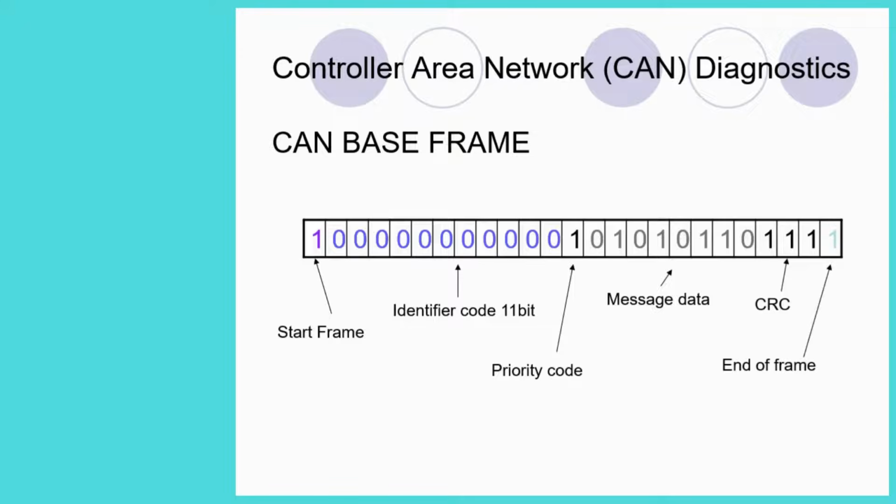First is a start frame, then an 11-bit identifier code, next a priority code, which allows important messages to go through first, next the actual message data, a cyclic redundancy check, which is a data integrity check. The message will be rejected if it fails the CRC, and finally an end-of-frame bit.